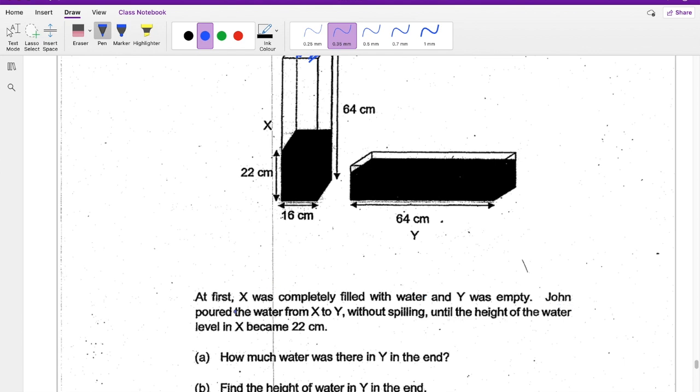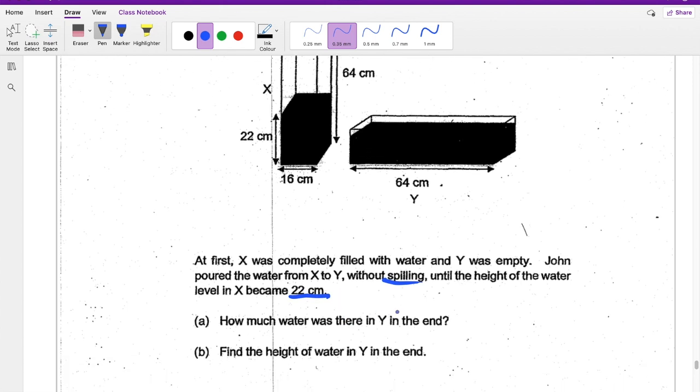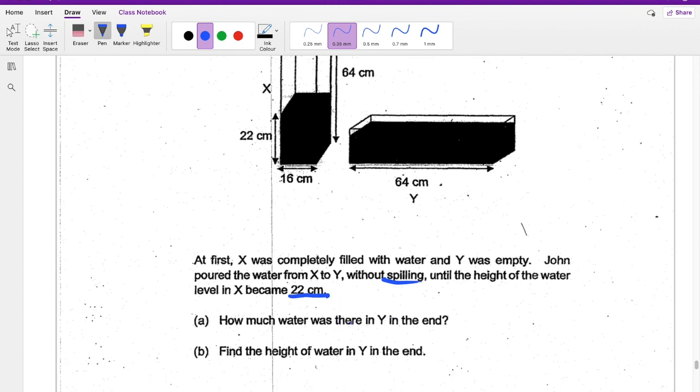John pulls the water from X to Y without spilling, until the height of the water in X becomes 22. How much water is there in Y in the end? Well, how much means volume, right?